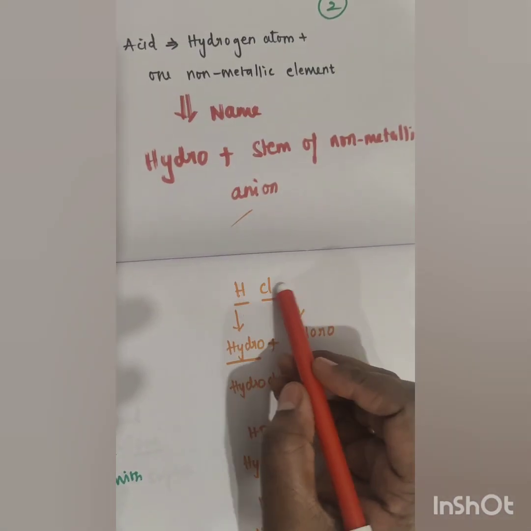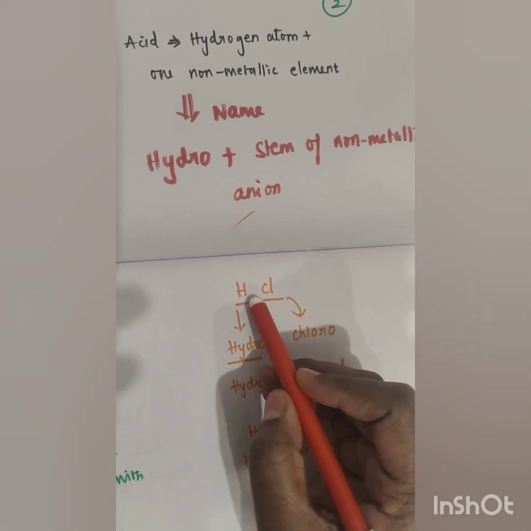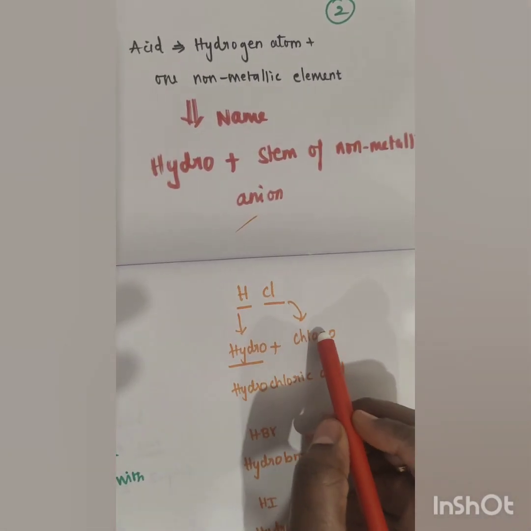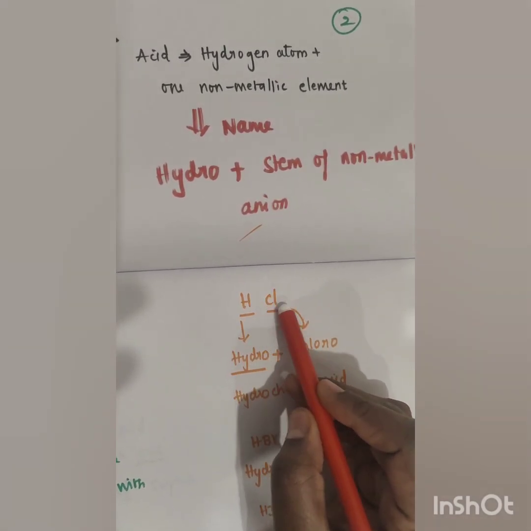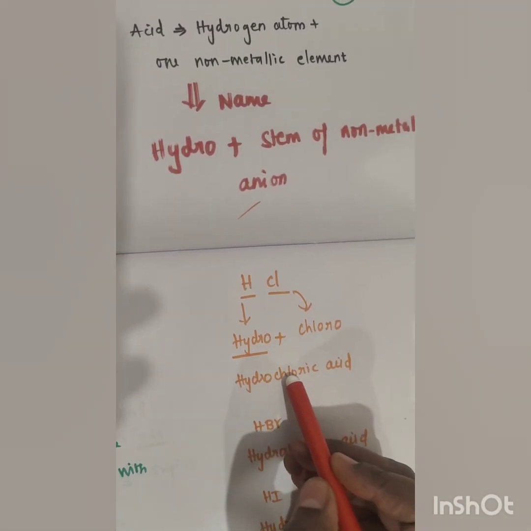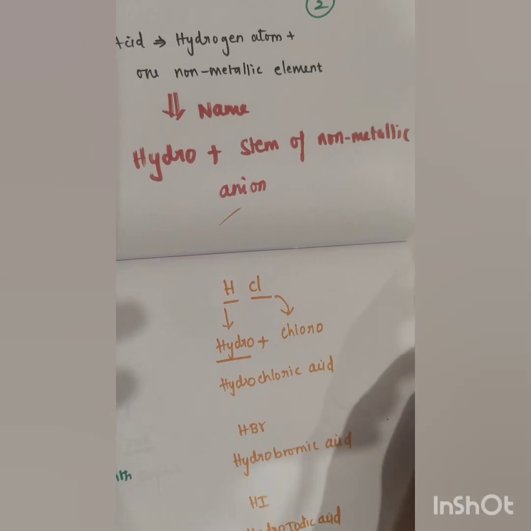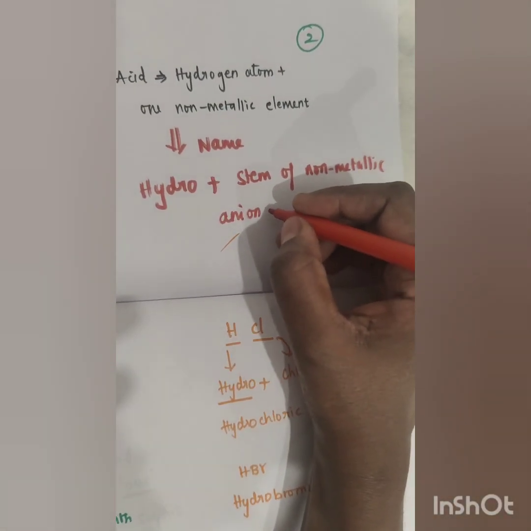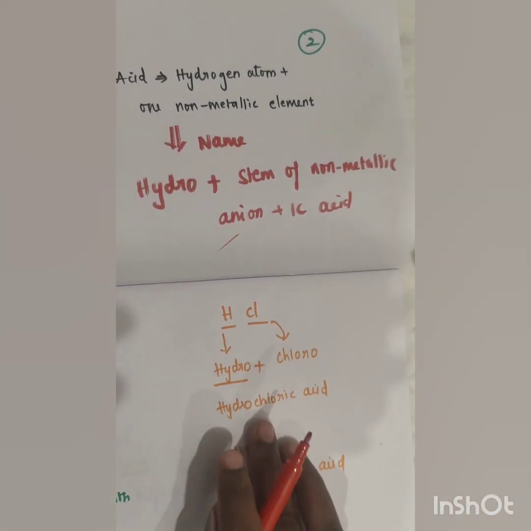Let me discuss this with an example. From the hydrogen atom, we have hydrogen chloride, right? From the hydrogen atom it is hydro, and from the chlorine atom it is chloro. The full name of Cl is chlorine, and the stem part of the chlorine atom is chlor. So hydro and chlor, and the final word is IC acid. So, hydro plus the stem of the non-metallic anion plus IC and acid. This is how the name is derived.